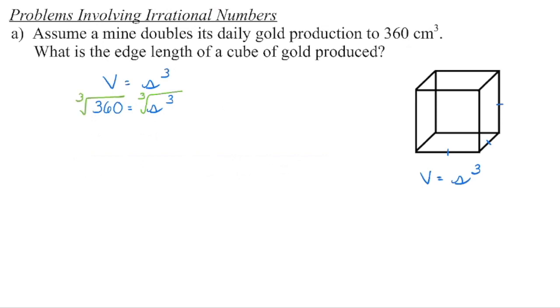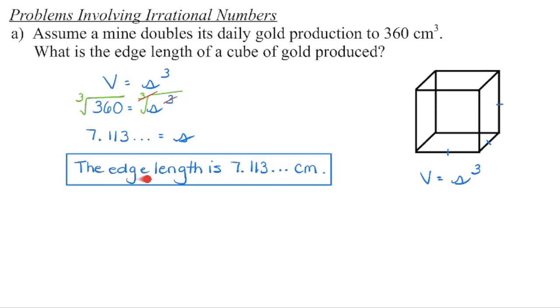So on the right hand side, when we cube root a cube, it's going to cancel out, leaving us just with that S. And then in our calculator, we're going to enter the cube root of 360, and we're going to get 7.113, etc. Now, this is not like a person. We can have a decimal for an edge, and it doesn't tell me what to round to in this question. So I'm going to leave it as an exact value, but we do have to make sure we put units on it. So because the volume is given to us in cubic centimeters, then the length of each edge will be in centimeters. So we're going to end up with an edge length of 7.113, etc.